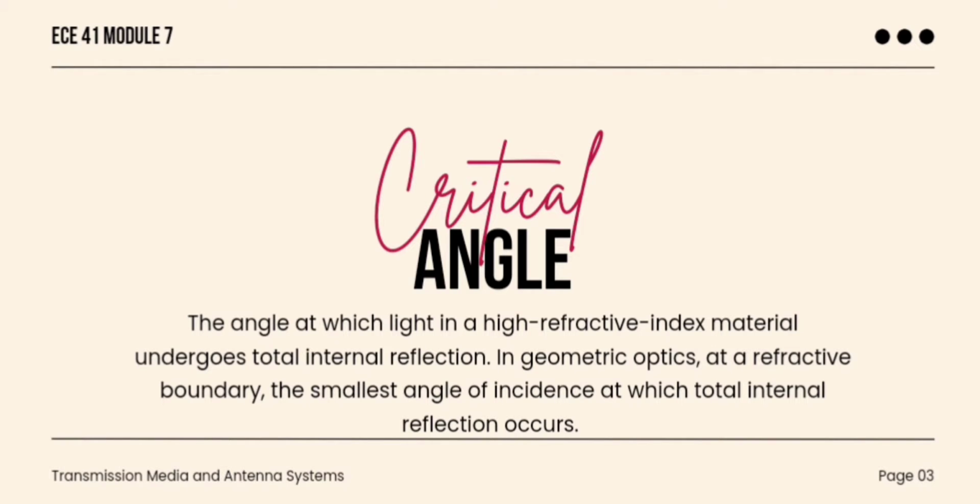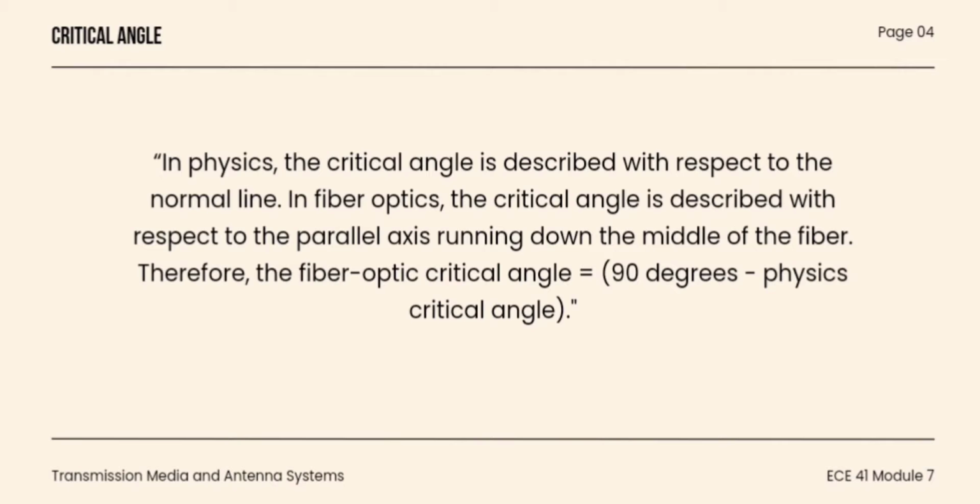In geometric optics, at a refractive boundary, the smallest angle of incidence at which total internal reflection occurs. In physics, the critical angle is described with respect to the normal line. In fiber optics, the critical angle is described with respect to the parallel axis running down the middle of the fiber. Therefore, the fiber optic critical angle is equal to 90 degrees minus the physics critical angle.